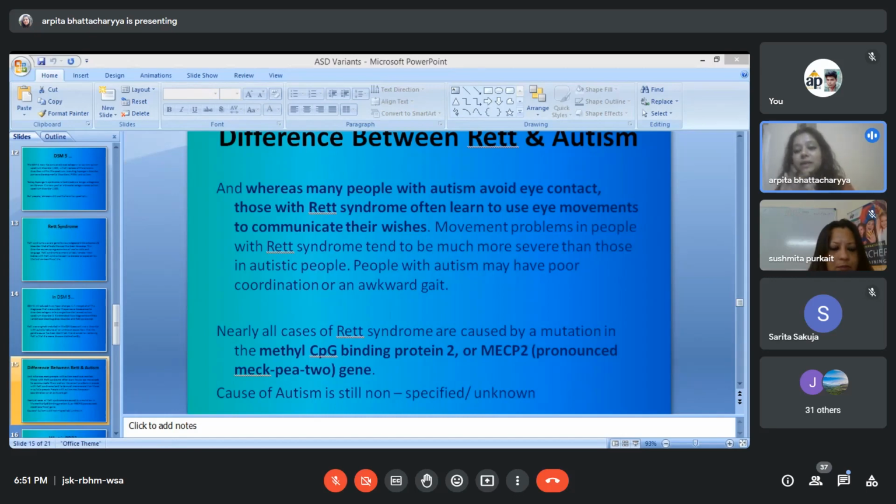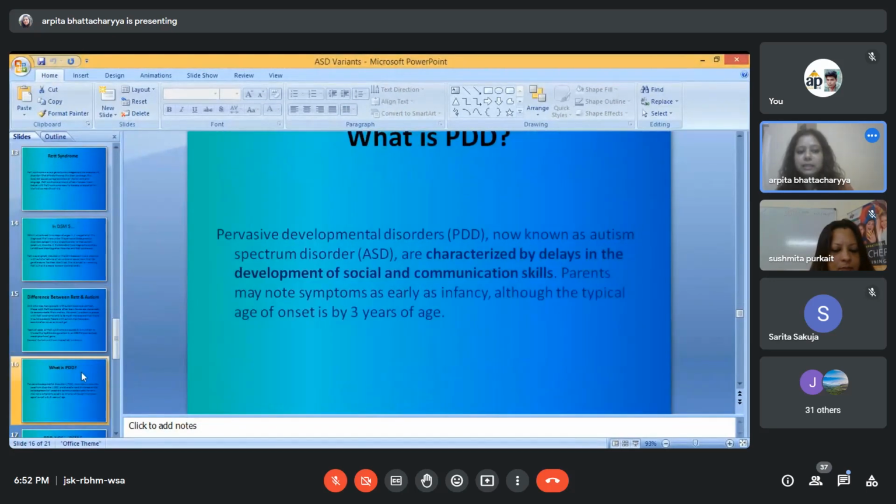And so definitely we can look forward to prevention, because until and unless the cause is known, preventive ways cannot be found. But the cause of autism is still unknown, still unspecified. So this is a big, big difference between Rett's and autism. We should have different diagnostic criteria for Rett's. It cannot be put under ASD anymore, as you can see. Okay, now I'm coming to the last part.